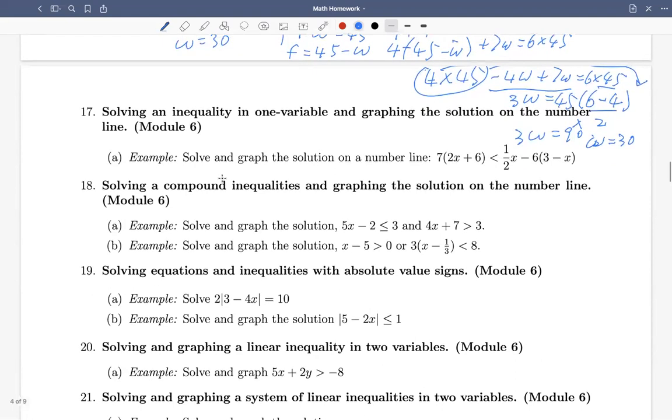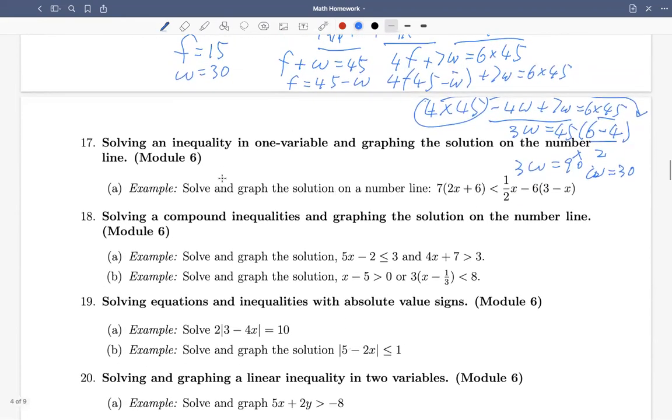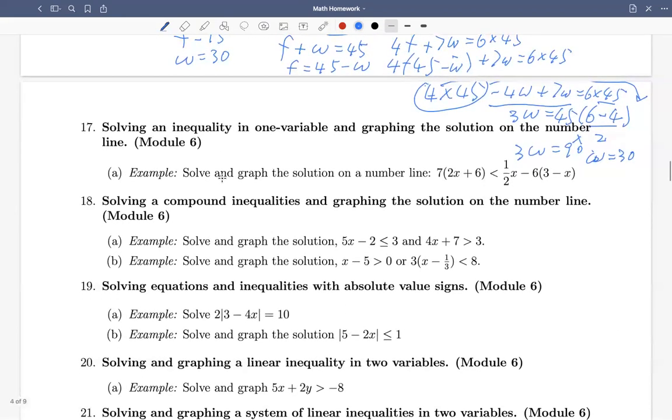let's see, 17. After I finish 17, I'm going to take a little break, okay? So 17 is inequality. So let me erase some of this so I get more space.